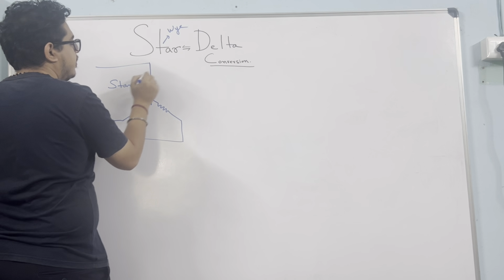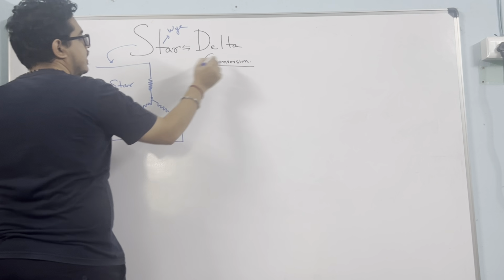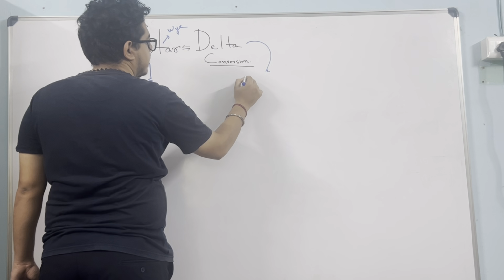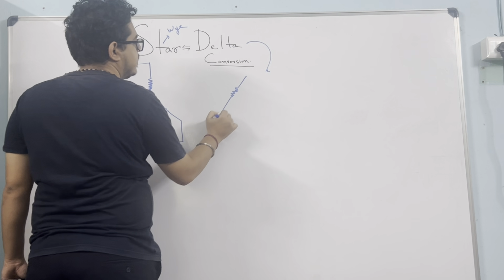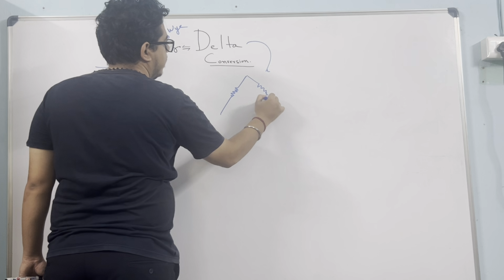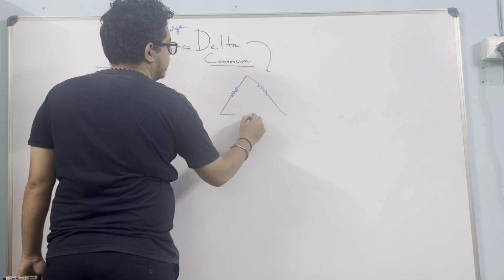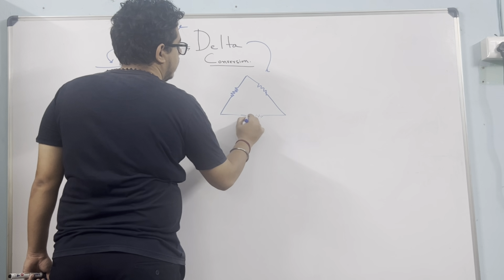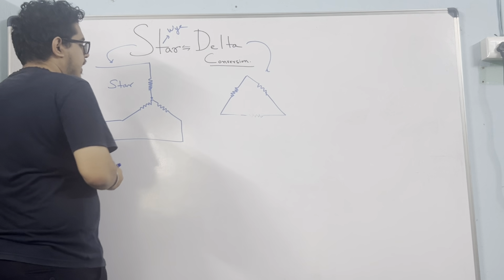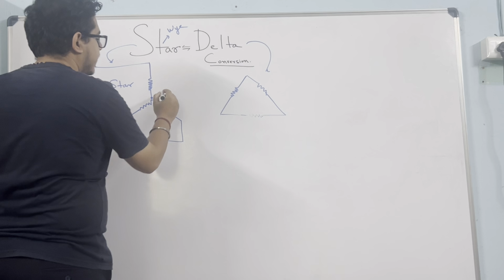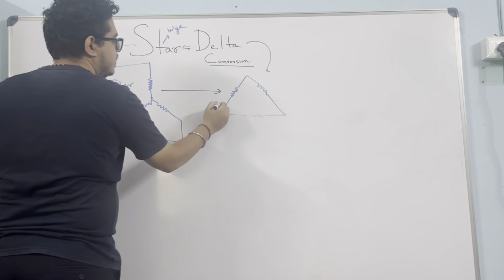And what about delta connection? Delta connection looks like a triangular shape. When all the resistors are connected in a triangular manner, this is known as delta connection. Okay, this is the delta connection. So sometimes we want to convert star into delta and sometimes delta into star.